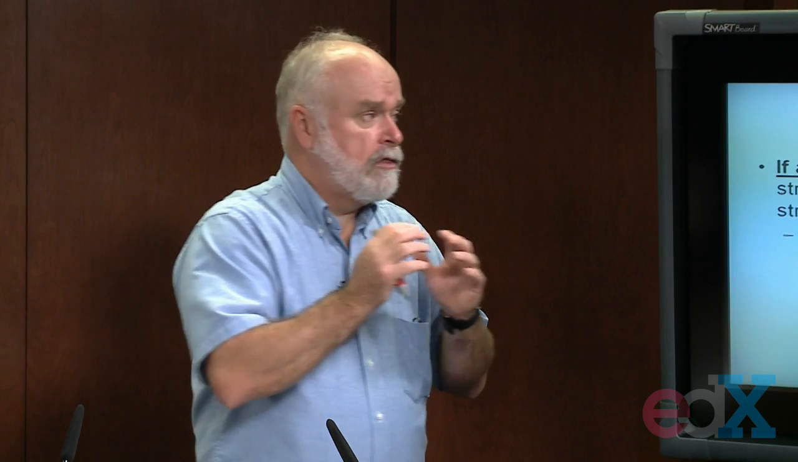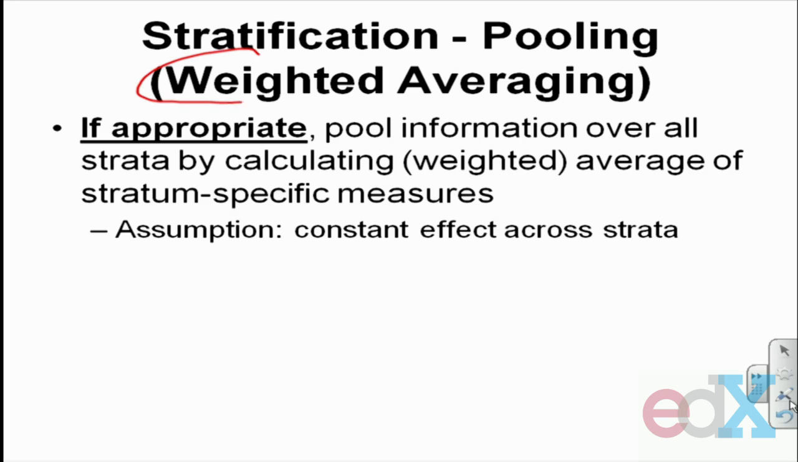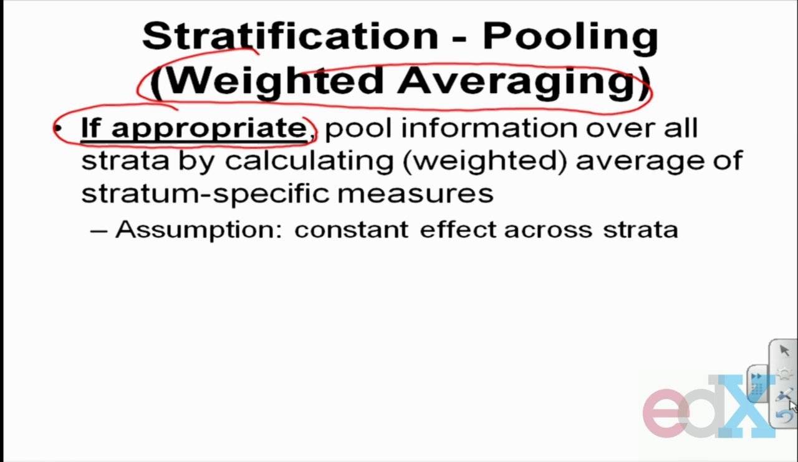What we're going to do is combine our separate answers for separate strata into one number. That's where this idea of pooling or weighted averaging comes into play. If appropriate, and I'll talk about "if appropriate" in a minute, we're going to combine or pool the information from these strata together to get one common adjusted odds ratio.